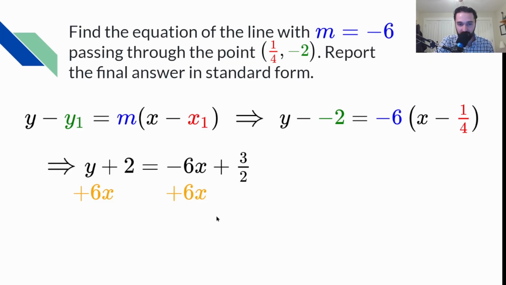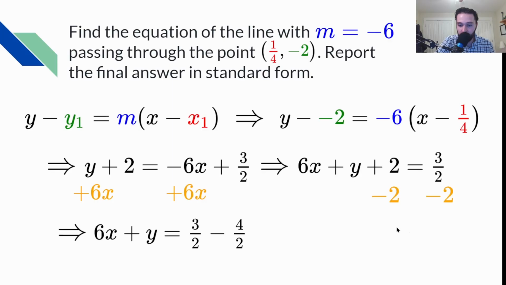So now we need to get the business with x and the business with y on the left-hand side. That's standard form. So let's add 6x to both sides. And we get 6x plus y plus 2 equals 3/2. We almost have this in standard form. We just need to take this constant to the right-hand side, to leave us with 6x plus y on the left-hand side.